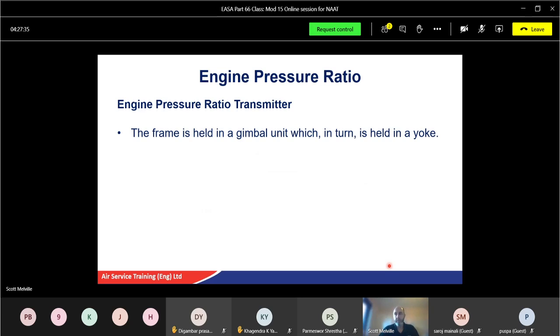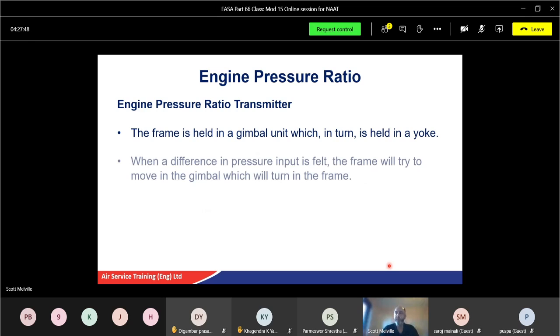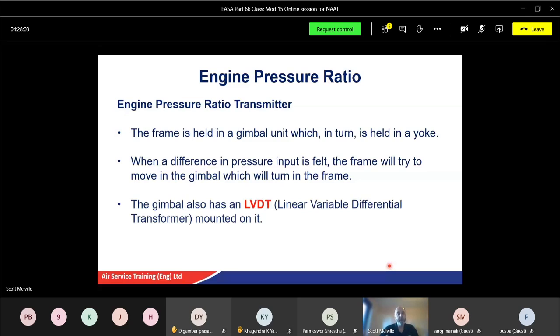The frame is held in a gimbal unit. Remember from physics module 2, the gimbal is the frame that holds the gyro. Well, this is a similar sort of setup. We've got a gimbal, which is on an axis, which in turn is held in a yoke, the main frame. So when a difference in pressure input is felt, the frame itself will try to move in the gimbal. So it's almost like a gyroscope in effect. And we need some sort of reference or sensing back from that.